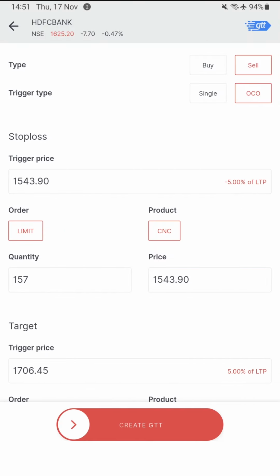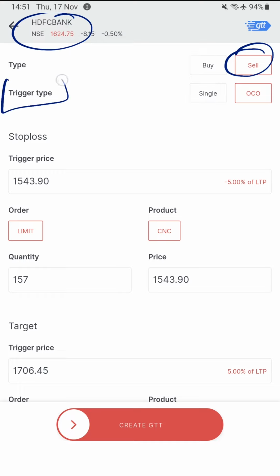So I will click Create GTT over here. So I'm creating a GTT for HDFC Bank. I'm saying sell, and I need to now put a stop loss. Now there are two kinds of triggers over here. One is a single and one is a OCO, which is one cancels the other.